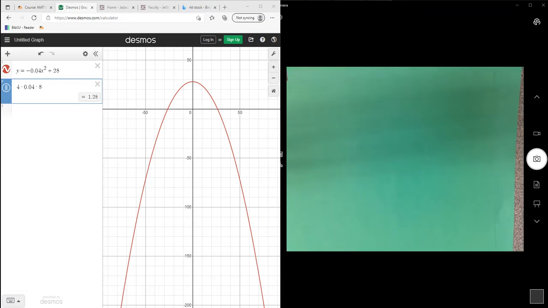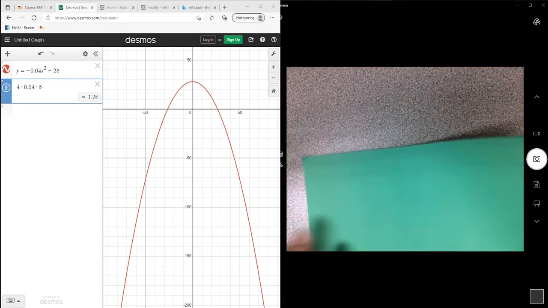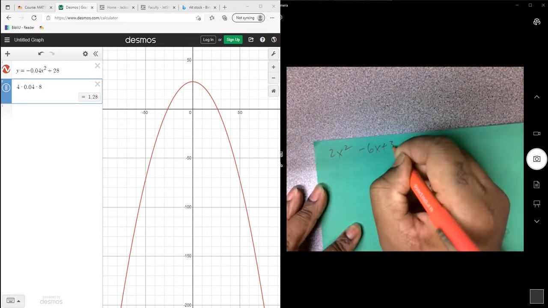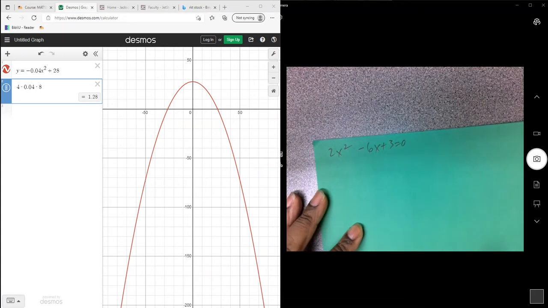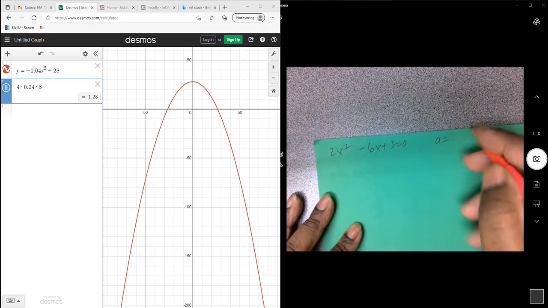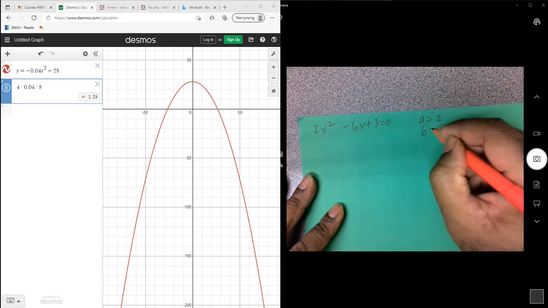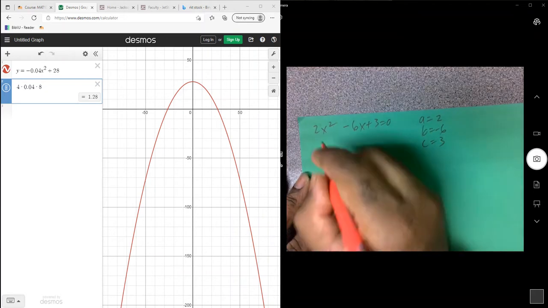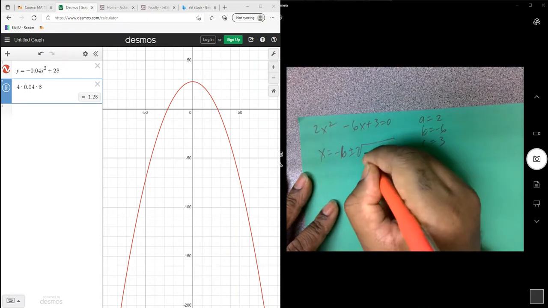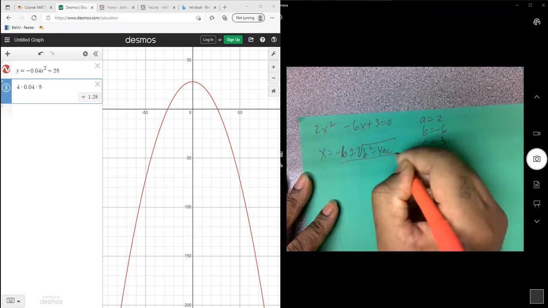Now we're going to move on to problem number 5. We had 2x squared minus 6x plus 3 equals 0. Now we're going to solve this using the quadratic formula and round to the nearest hundredth. So this is already in quadratic form. So we have a is 2, b is -6, and c is 3.